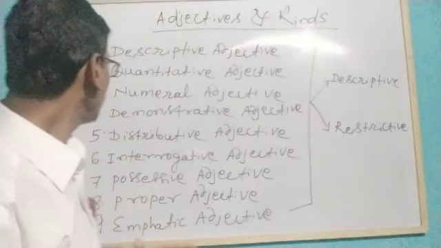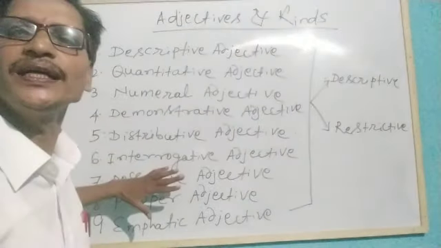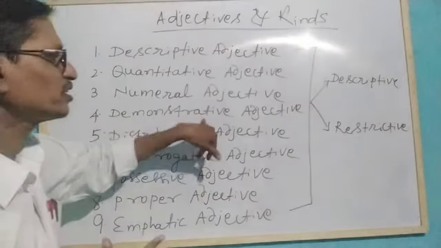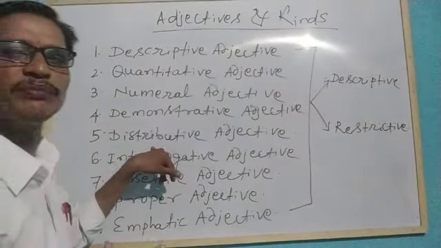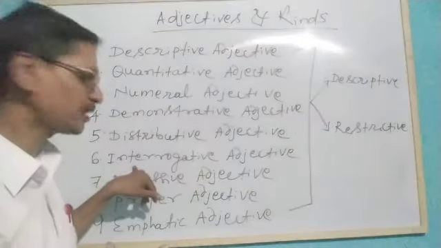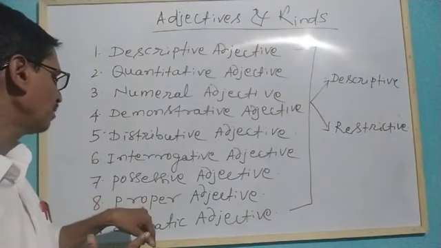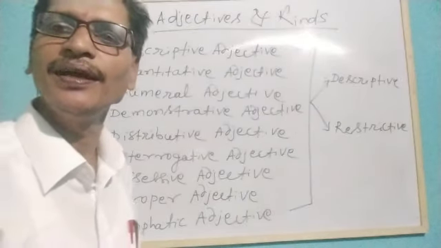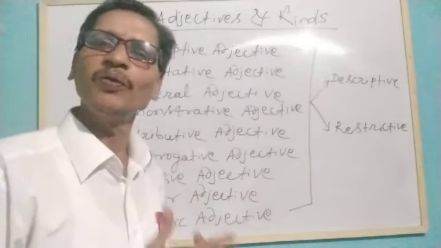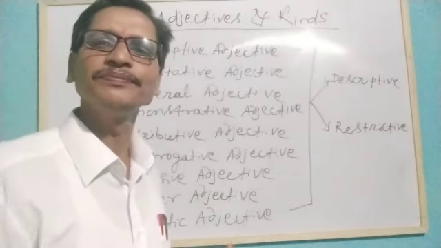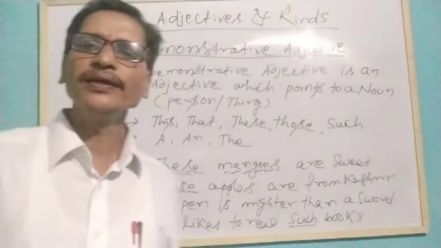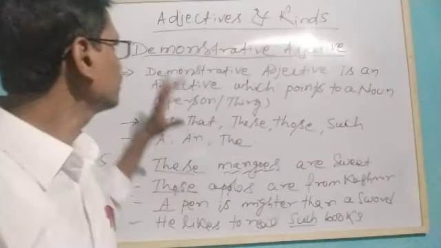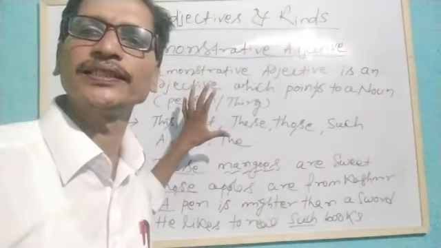And today, we will discuss the other kinds of adjectives. Today, we will discuss demonstrative adjective, distributive adjective, interrogative adjective, possessive adjective, proper adjectives, and emphatic adjectives. Let's discuss about them one by one. Okay? Here, let us have an understanding about the demonstrative adjectives.